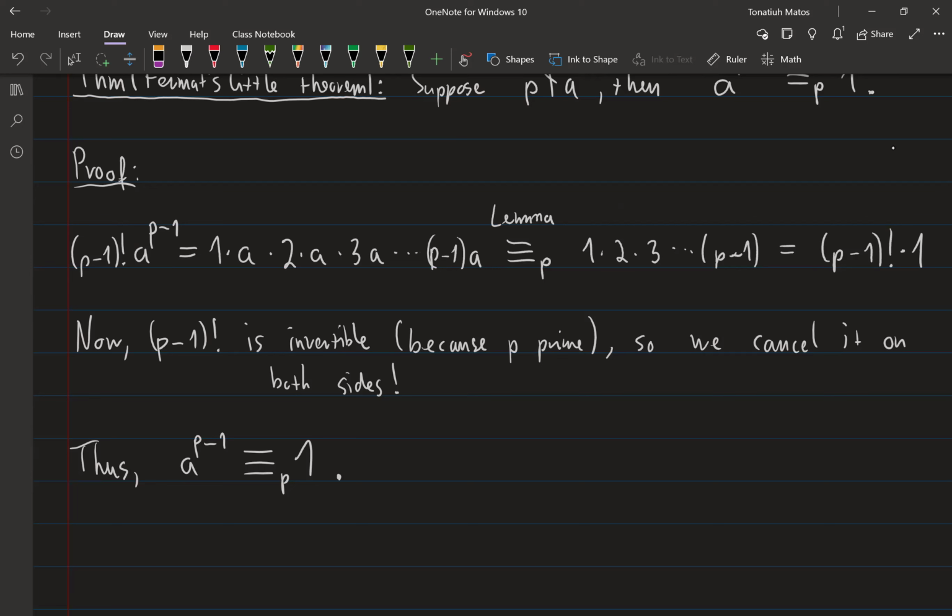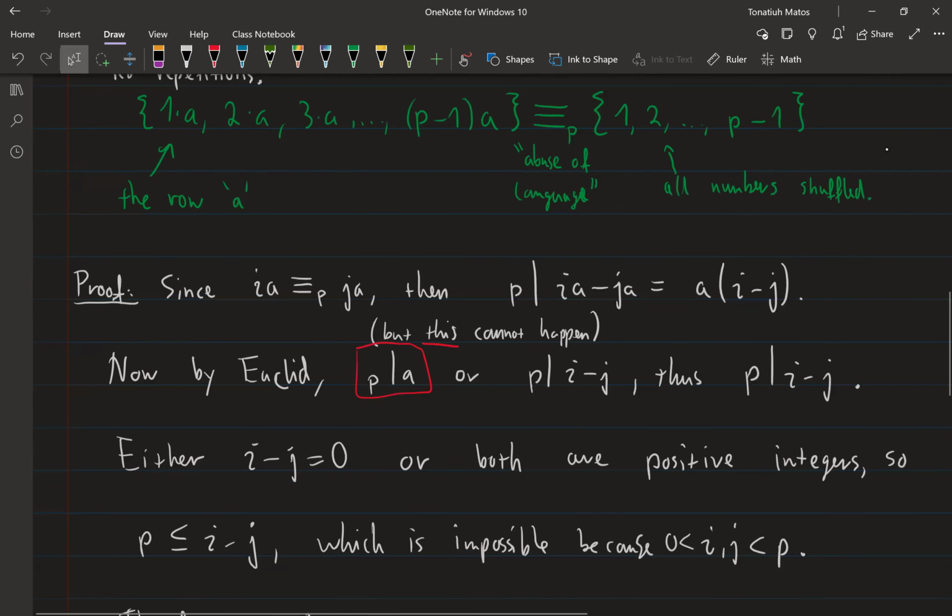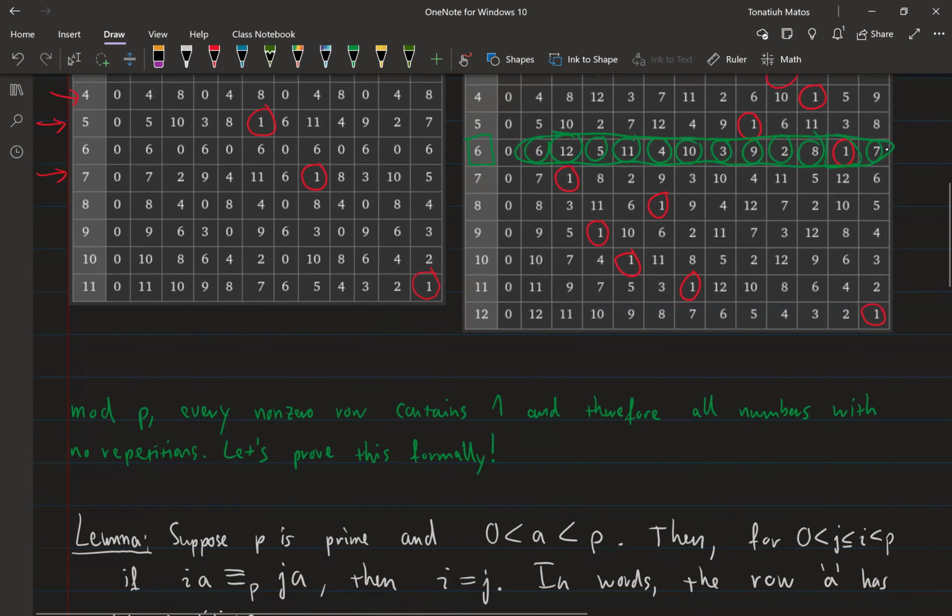Because if it is invertible, it means that there is an inverse, so you multiply it on both sides, they cancel out, and what you are left with is a to the p minus 1 on the left side, and just 1 on the right side, right? So you have this on the left side, and this on the right side. P minus 1 factorial is definitely invertible. Let me fix the notes a little bit, so that it's still readable. There we go.